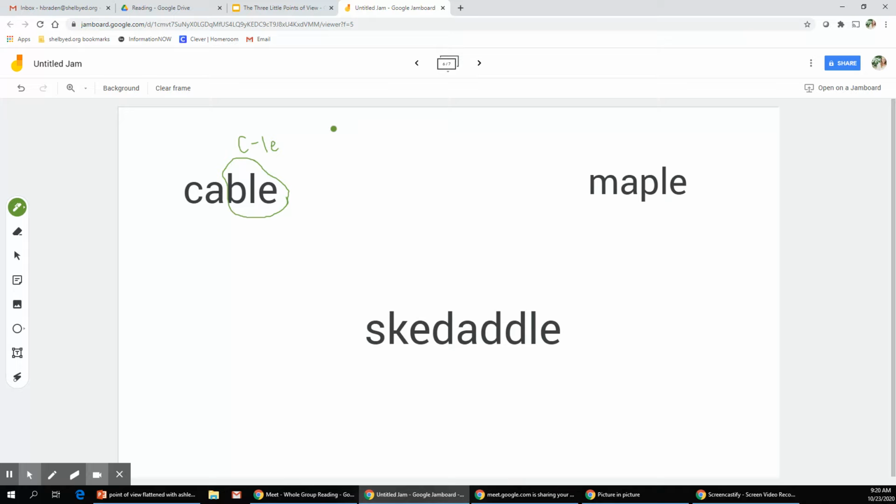All right. Now I'm going to label the vowels. A is a vowel. LE is a vowel. So we have a VCV word. Where do we split VCV? Good. In between the first vowel and the consonant. So between the A and the B.